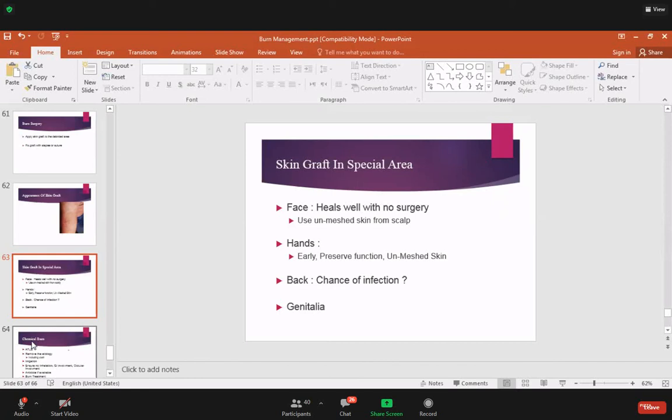For the hand, because we have to preserve function again, we try to use unmeshed skin because the meshed skin will have more contraction. The skin will be more tense in the meshed skin graft, because it has to cover a whole big area, so it tries to become more contracted. So in the areas where we want to preserve function, where we want cosmesis, we don't use the meshed graft.